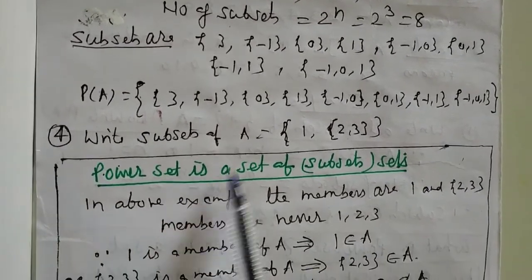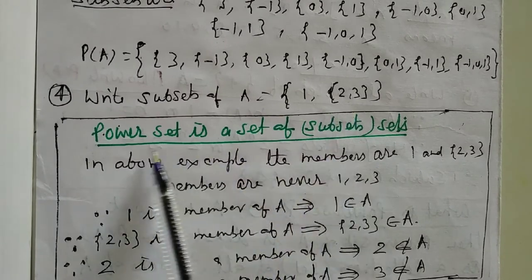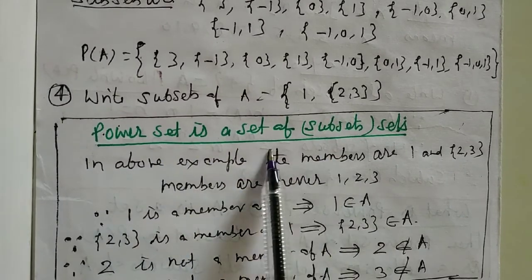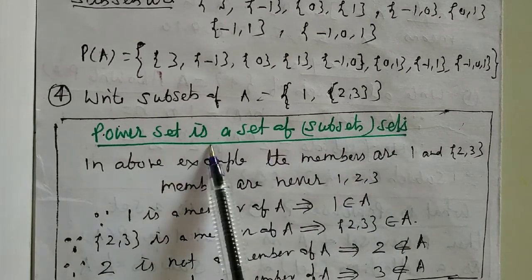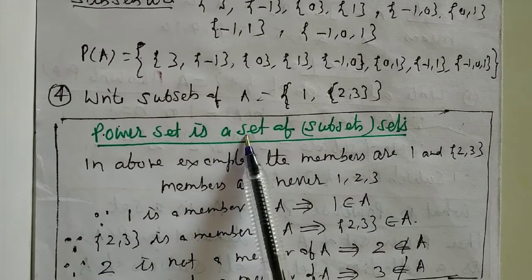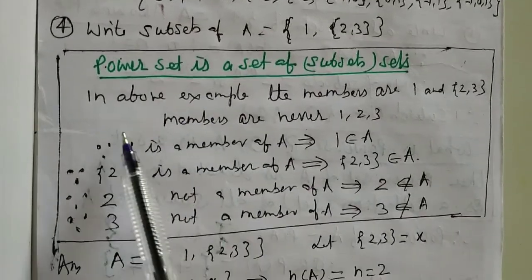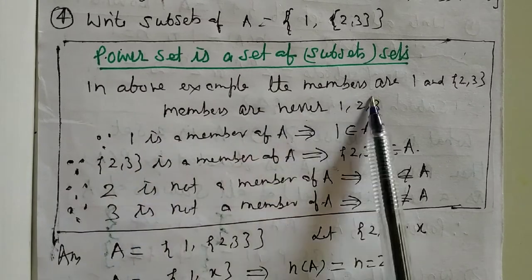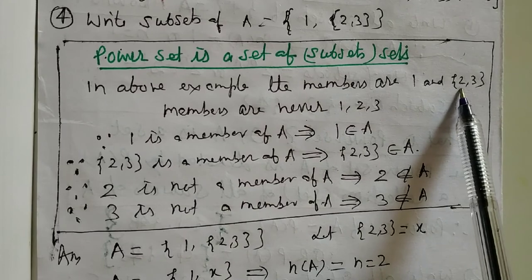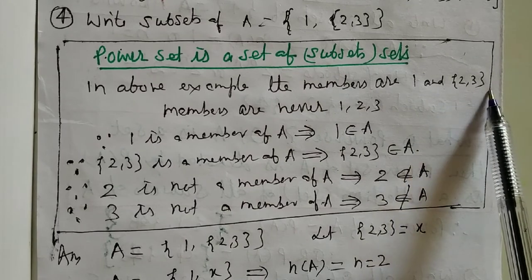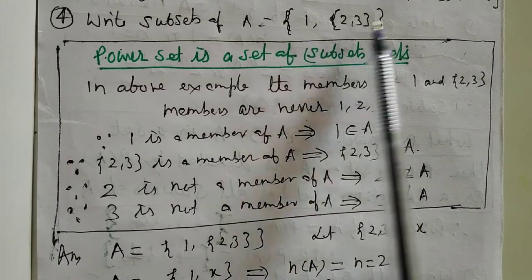Now write all the subsets of this and this. Be more careful. First of all, learn power set of a set of subsets. Power set is a set. पावर सेट एक ऐसा सेट है जो सारे सबसेट को कंटेन करता है. सबसे पहले ये देख लो, in the above example the members are 1 and {2, 3}. एक मेंबर 1 है, एक {2, 3} itself. This is not 2 and 3 separated. Members are never 1, 2, 3. 1, 2, 3 are not the members.